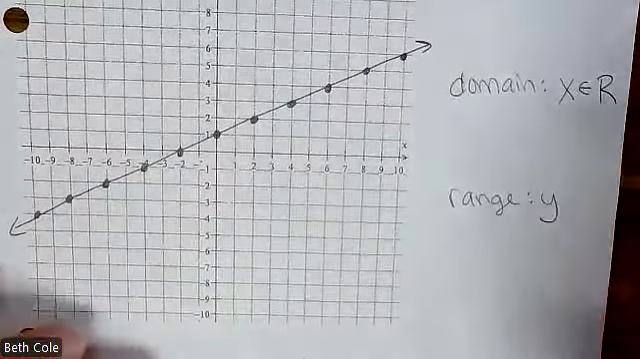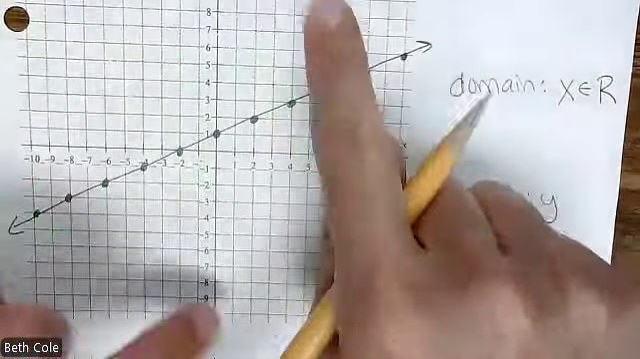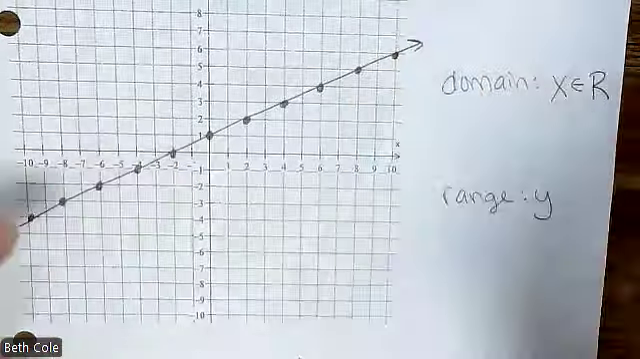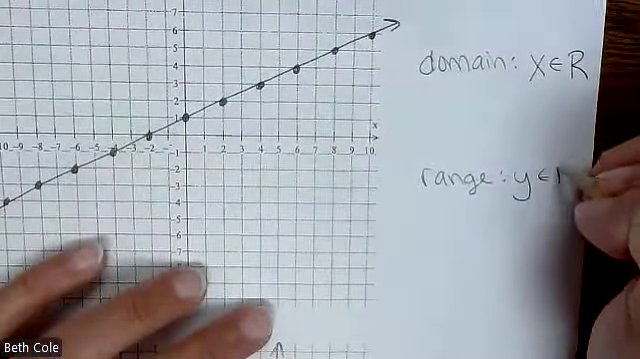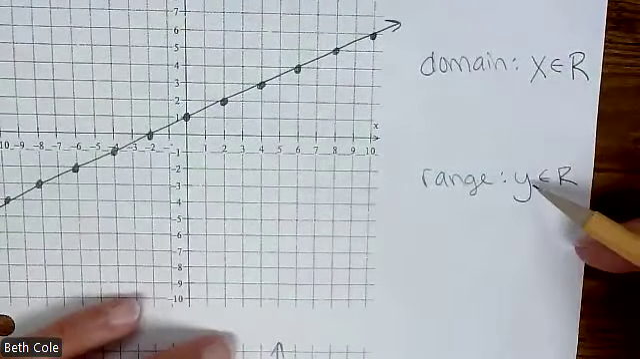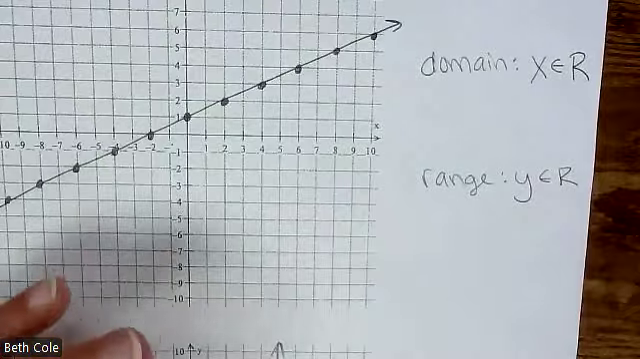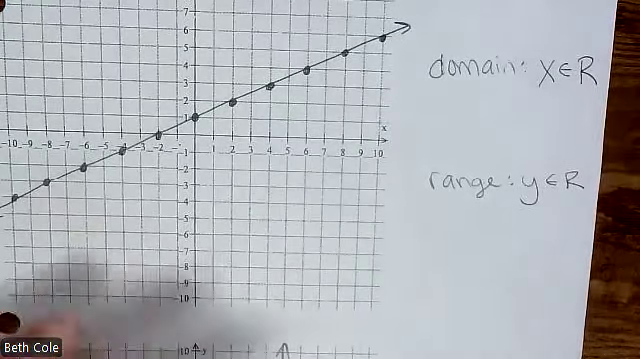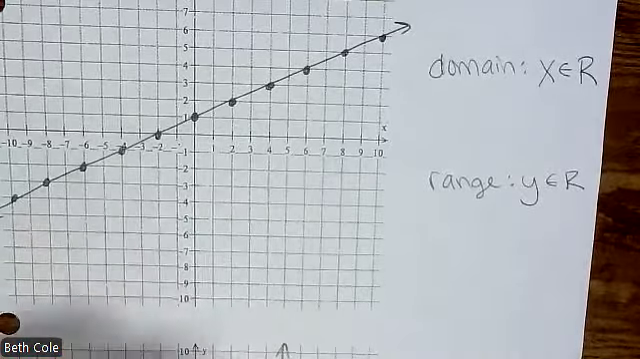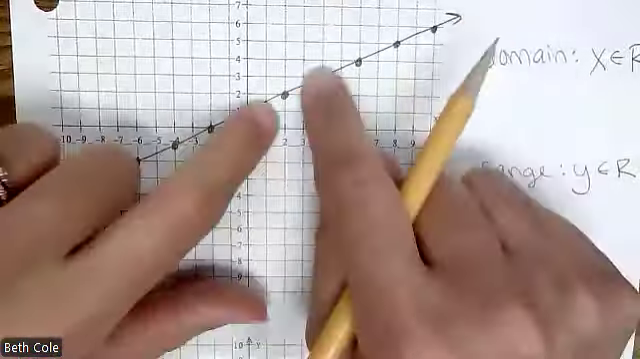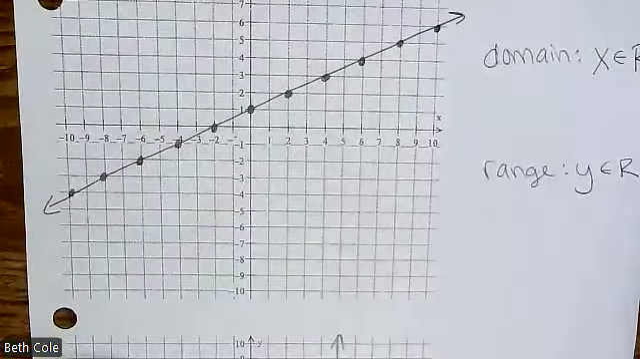Range is Y. Now, range is up and down. Domain is left and right. Range is up and down. This line is also going to go upwards and downwards forever and ever and ever. So that's also going to be all reals. It means X is an element of reals and Y is an element of reals. That's what it stands for. But it just is the notation that means it's going on forever. You're going to see that. So you do need to get on board and know that notation. Basically, if there's arrows on the ends, it's going to keep on going and going.